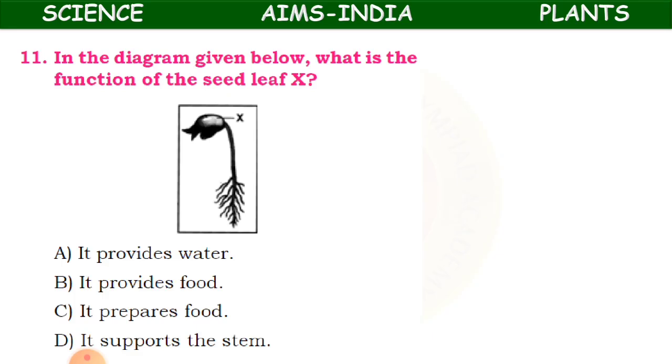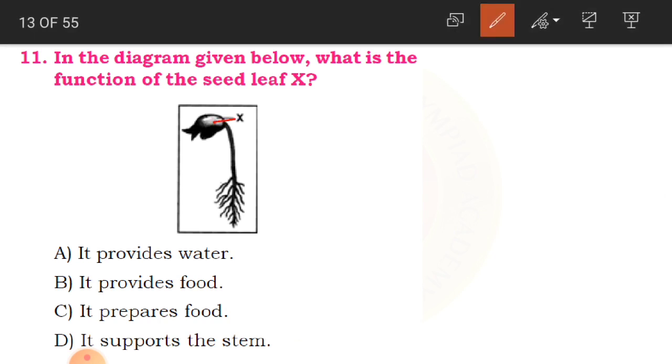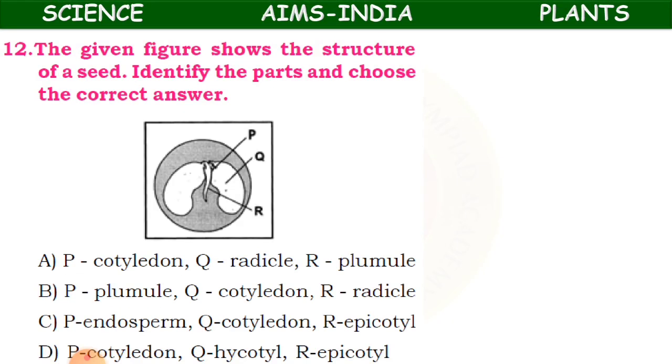In the diagram given below, what is the function of the seed leaf X? Seed leaf X here. Are you able to see here? Seed leaf. So what is the function of it? Options are: it provides water, it provides food, it prepares food, it supports the stem. Children, this is actually the cotyledon, and what does it do? It provides food. B option is the correct answer.